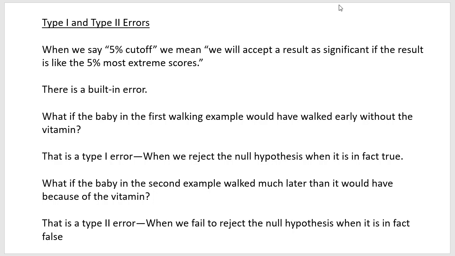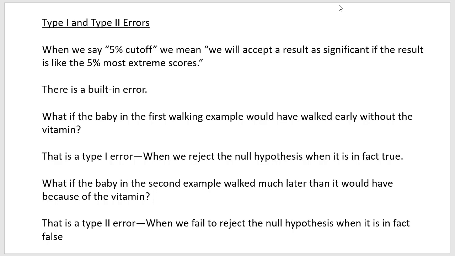Let me ask you a question. What if the baby in the walking example would have walked early without the vitamin? What if the vitamin had nothing to do with it? We just happened to pick a baby that walked really early. We would be making a type 1 error if that were the case. If we reject the null hypothesis, if we say that there is a significant difference in the baby that walked with the vitamin, but that wasn't actually true, we would have made an error.